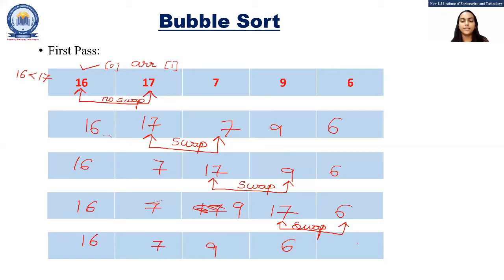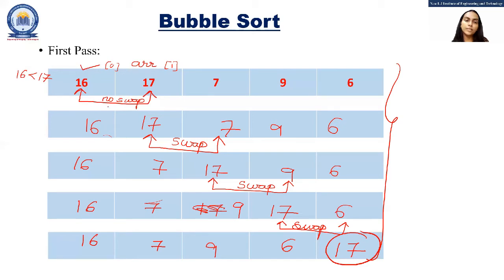6 and 17. Now we have made comparisons from the starting position to the ending position, and we come to the end of the entire array. So we can say we have completed the first pass. And if you see, students, in the first pass we got the greatest element at the end. In this algorithm, in each pass the largest element automatically bubbles up. So 17, and in the second pass, the second highest element would be at the second last position, and so on.